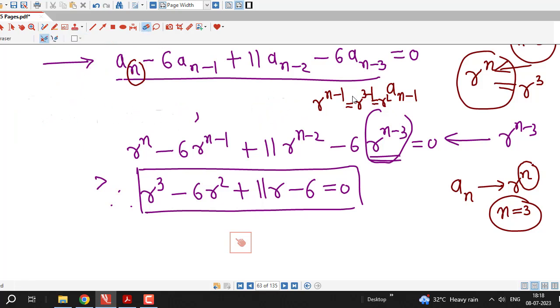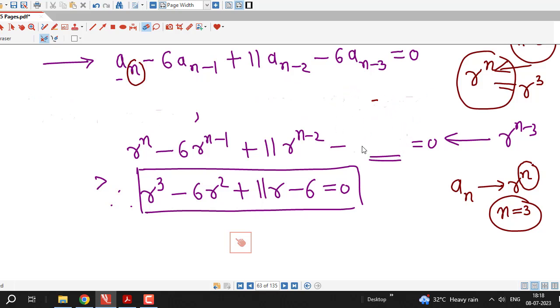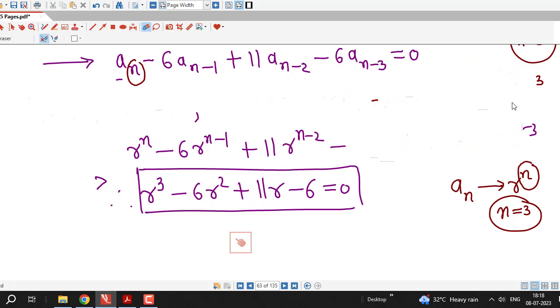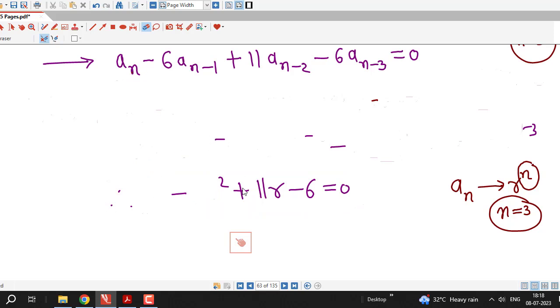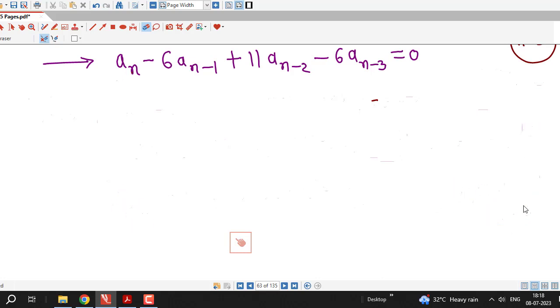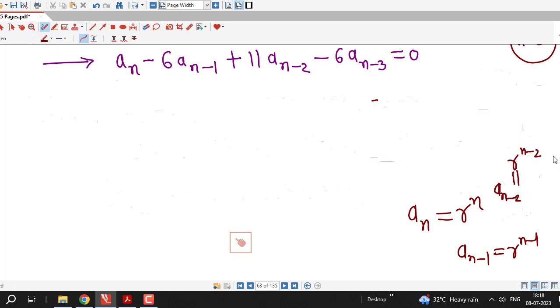For example, we again write down the characteristic equation using this logic. So what I have to first decide is the degree of the recurrence relation. Here the degree of the recurrence relation is 3, and I have to replace n by 3 in r raised to n. I know that the solution is in this form, an equal to r raised to n. So an minus 1 is r raised to n minus 1. Similarly, an minus 2 is r raised to n minus 2.